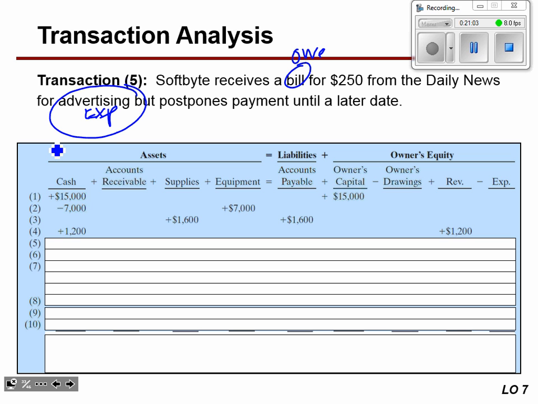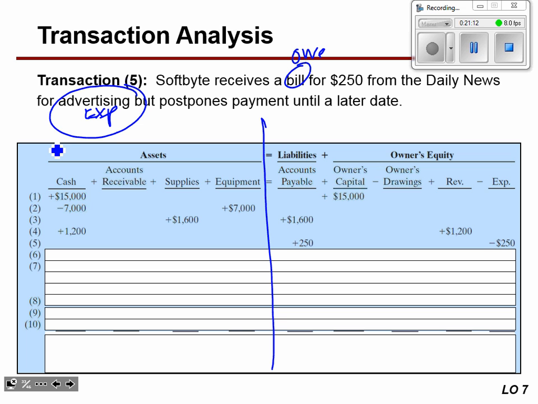Nothing's happening under assets because we haven't paid these people yet. Rather, liabilities is going up and expenses is making our owner's worth go down.